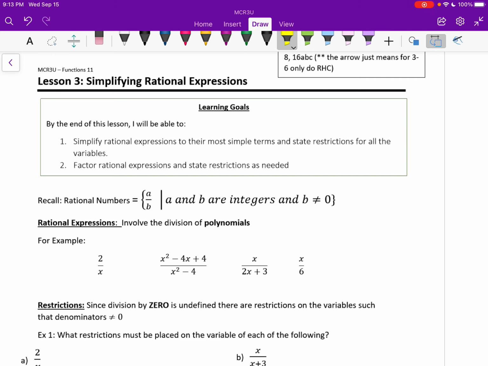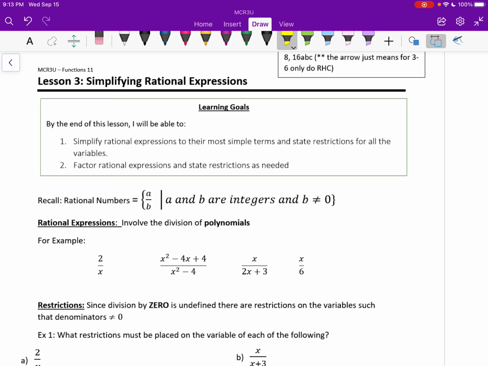Starting off with our learning goals, by the end of this lesson, you will be able to simplify rational expressions to their most simple term and also state restrictions for those variables, as well as factor rational expressions and state restrictions as needed. Those are your 2 learning objectives for this lesson.